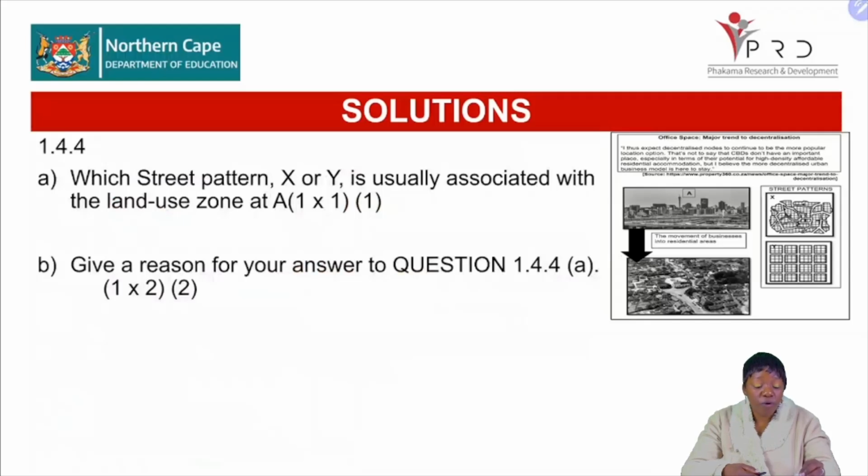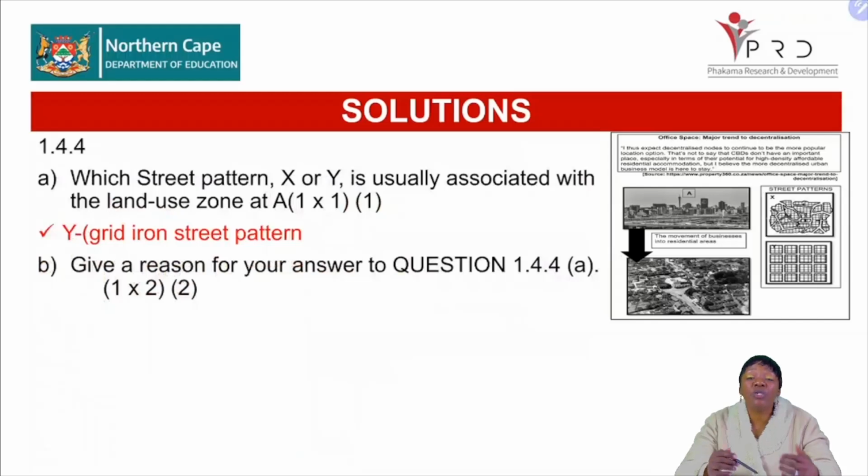Then we're moving to our question 1.4.4. Which street pattern, is it X or Y, that is usually associated with the land use zone A? So we are looking at street Y. So why street Y? Because it is a gridiron street pattern. Remember we said X is your unplanned or irregular street pattern that is mostly used in the residential areas. Then your Y, which is your gridiron street pattern, is mostly used in the CBD.